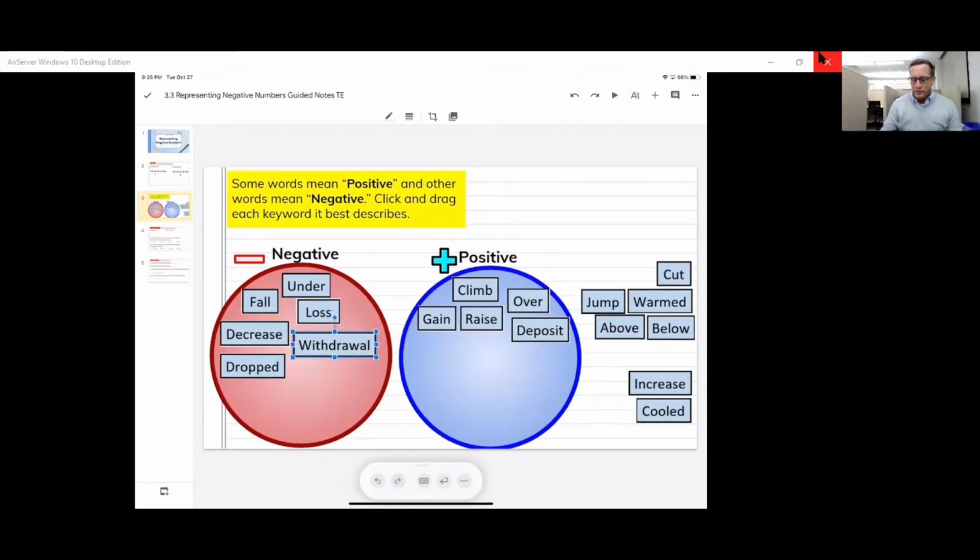Cut is definitely a negative. Okay, that's going to be negative. Jump, I know that's a little weird word there, but that sounds like a positive word to me. So I put that there. Warmed.